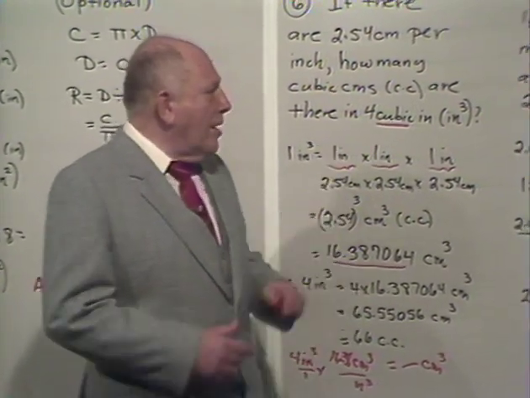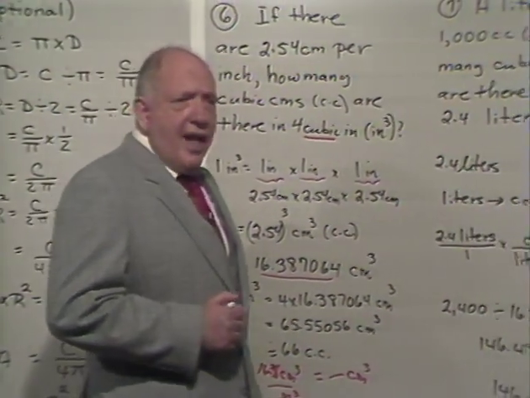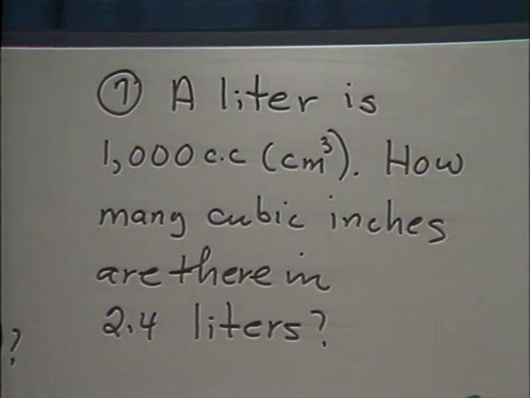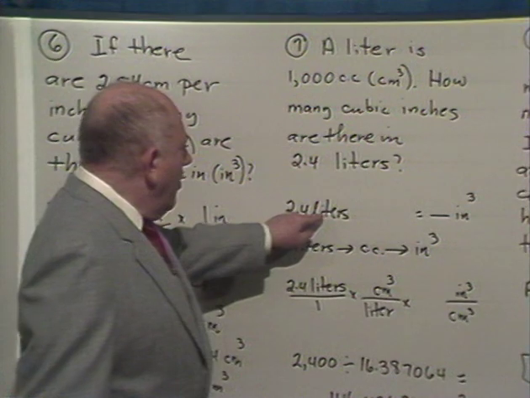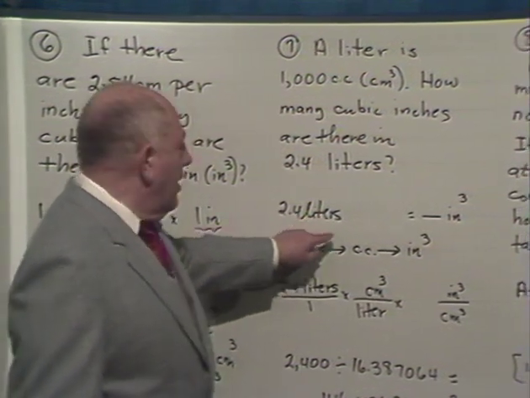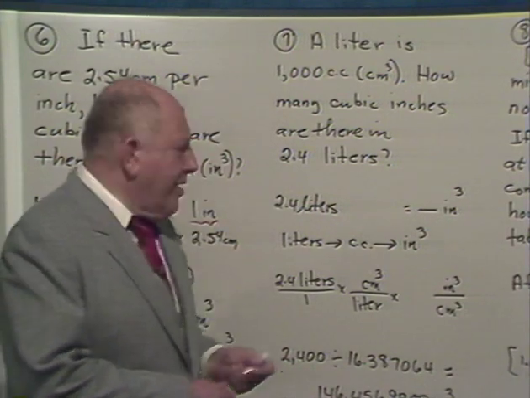And by the way, problem number 7 just puts the problem into reverse. Problem number 7 starts out giving you a metric volume and asks you to convert it to an English volume. See, problem number 7 says a liter is 1,000 cubic centimeters. How many cubic inches are there in 2.4 liters? So basically, you want to go, in terms of fill in the blank, you want to go from 2.4 liters into cubic inches. And the thought process is what?